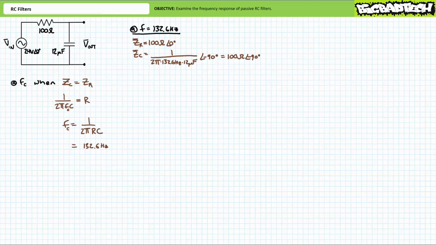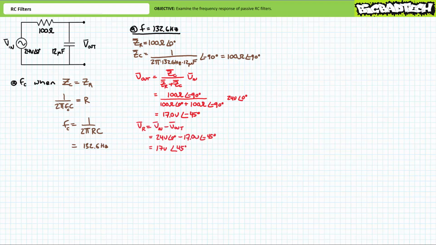Let's now examine electrical properties within this low-pass filter circuit at the critical frequency. For a low-pass filter, our property of interest, Vout, will be the voltage across the capacitor. If this is a high-pass filter, output voltage, our property of interest, will be read across the resistor. Perhaps the easiest method of solving for output voltage across the capacitor is through the use of the AC voltage divider rule. The AC voltage divider rule set up to solve for Vout demonstrates that Vout will be approximately 17 volts at an angle of negative 45 degrees. An application of Kirchhoff's voltage law demonstrates that the remaining 17 volts at an angle of positive 45 degrees will be dropped across the resistor.